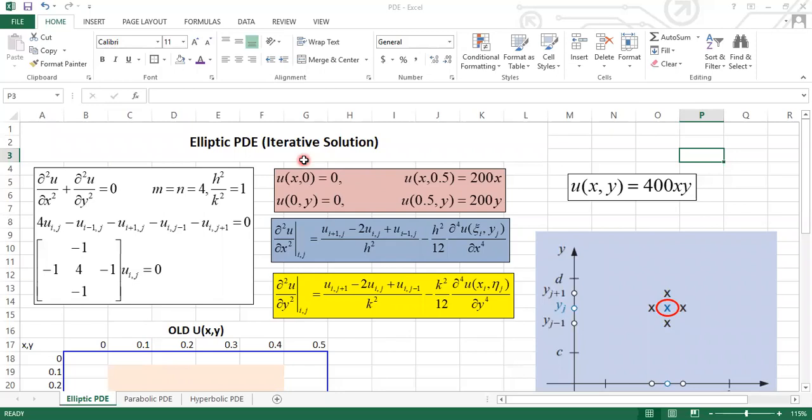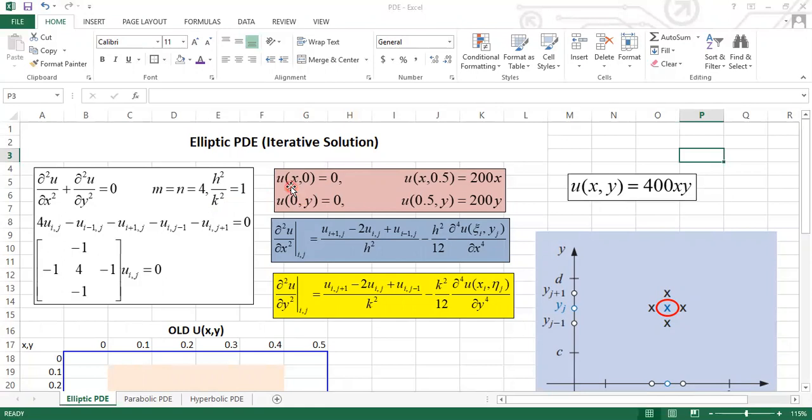This technique is similar to the previous tutorial on boundary value problems with the finite difference scheme. So we begin with the example. We have a simple partial differential equation, partial squared u over partial x squared plus partial squared u over partial y squared equal to 0. For simplicity, let's assume the number of steps m and n in the x direction and in the y direction are the same, equal to 4. So this means h squared over k squared equals 1.